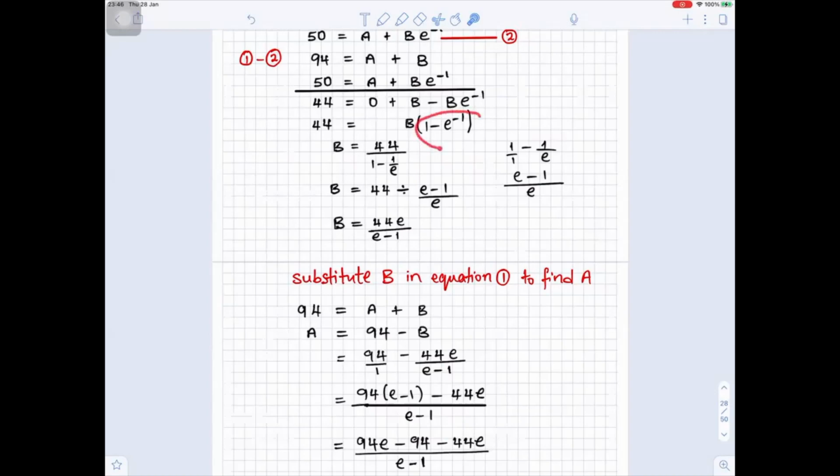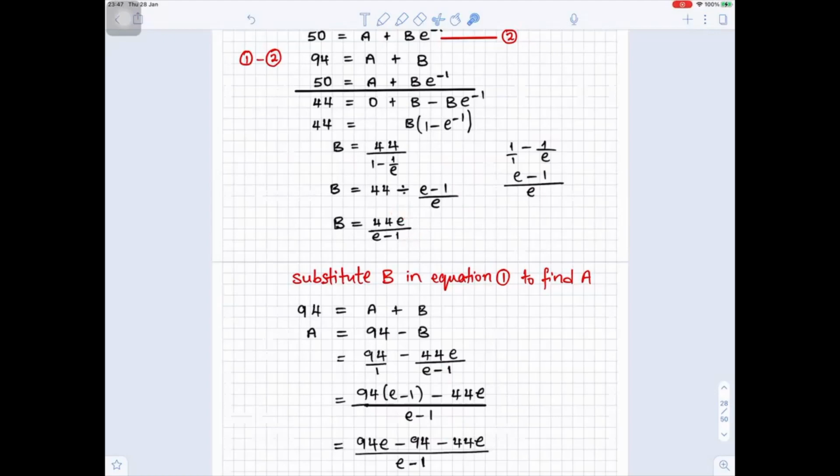So if we take 1 minus e to the minus 1 to the left-hand side, it becomes divide. So 44 divided by 1 minus 1 over e. 1 minus 1 over e, you can change it to be 1 over 1 minus 1 over e, which gives you e minus 1 over e. So you would multiply 1 times e is e, 1 times 1 is 1, and then 1 times e is e. So using the upside down table method, e minus 1 over e, which you put there. When you divide, you change it to times and flip them around. So it becomes 44 times e divided by e minus 1.